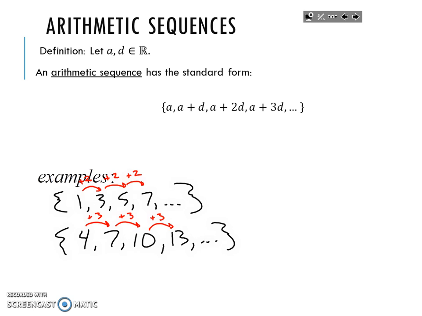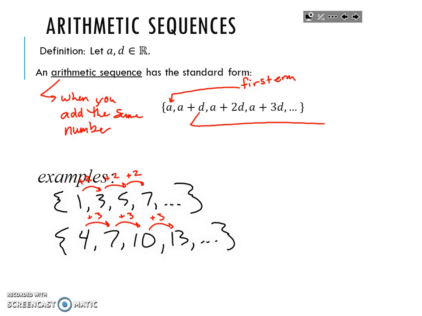So arithmetic sequences are when you add the same number each time. An arithmetic sequence is going to be any time that you add the same number. Your A value here, A, is always your first term. And then your D value is called the common difference. A value is first term, D value is common difference.